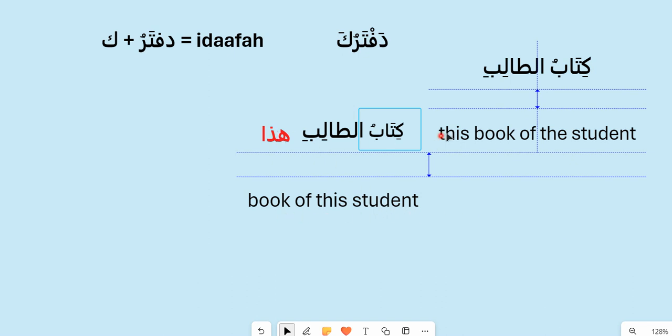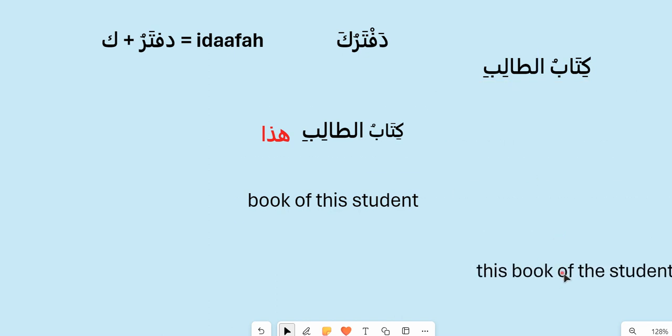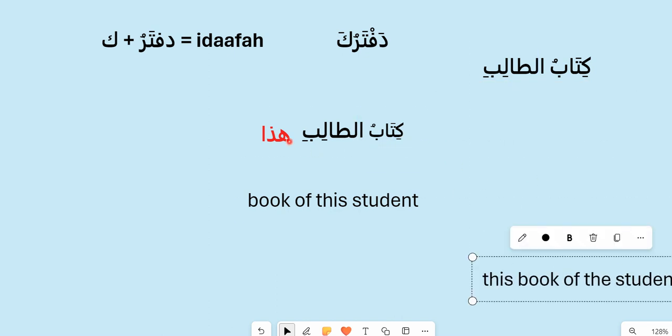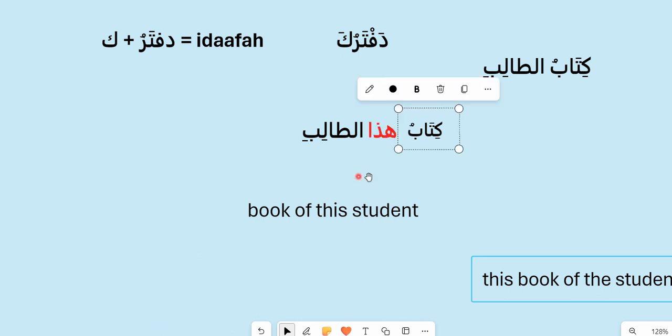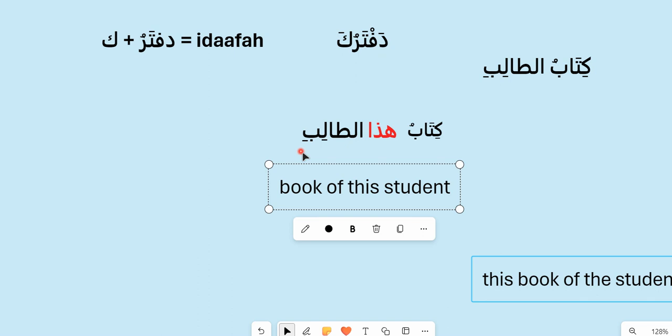Kita, just a bit, remove this and bring it in between. So you can bring the ism al-ishara in between for the translation of "book of this student": Kitabu Hadha Talibi. So today my whiteboard wasn't working very well. I hope it's clear for you. So this is the rule for ism al-ishara.